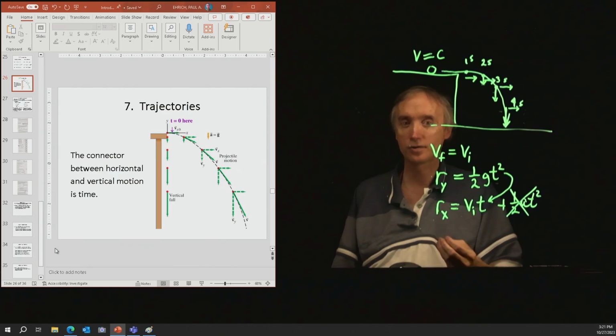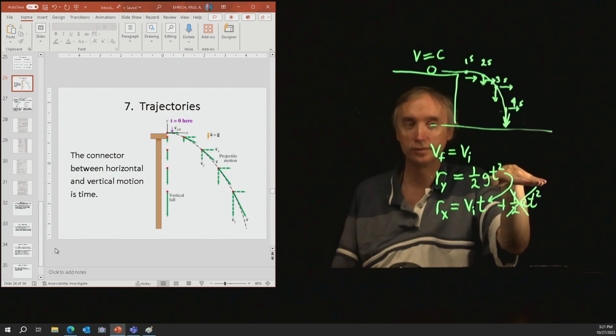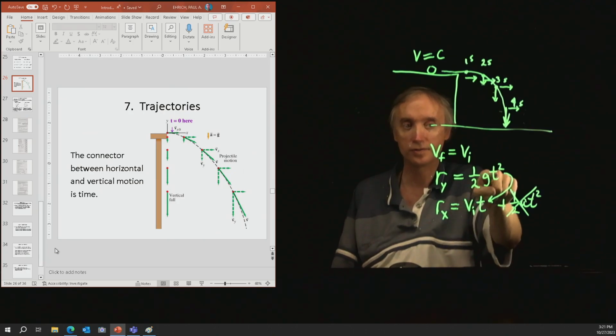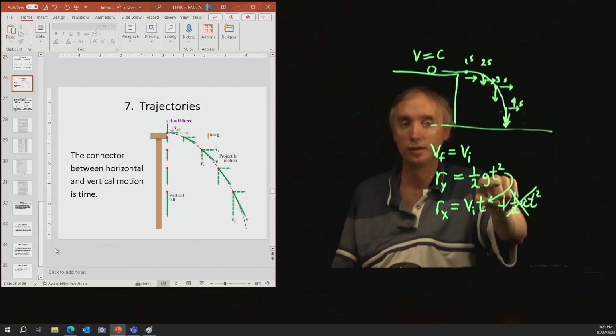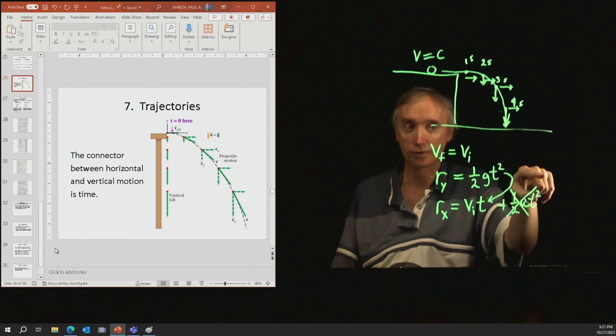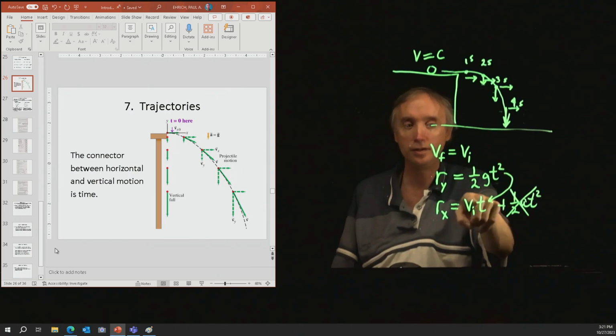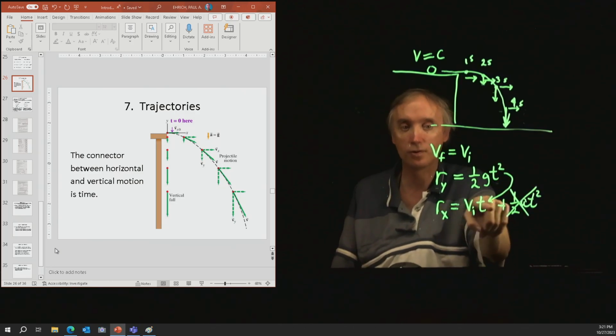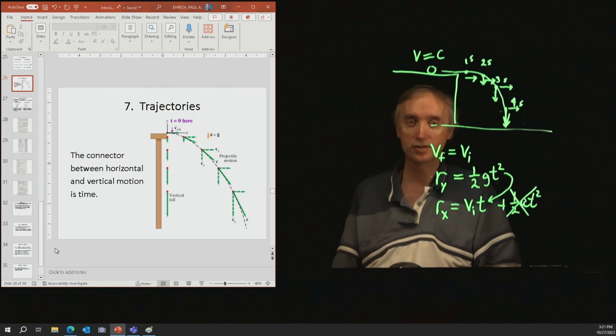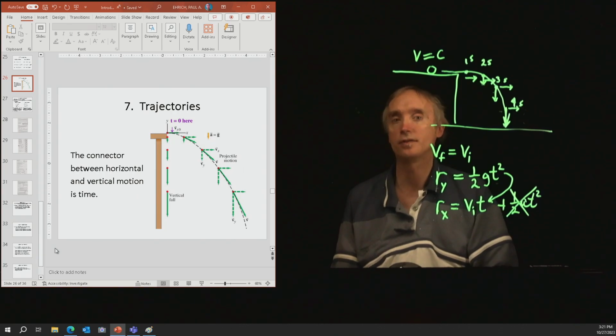So the connector between horizontal motion and vertical motion is going to be t, the amount of time that it takes. So the way that you do these problems is you solve it for time in the vertical direction and then plug it into the horizontal direction. So it's not really quite as bad as you might think.